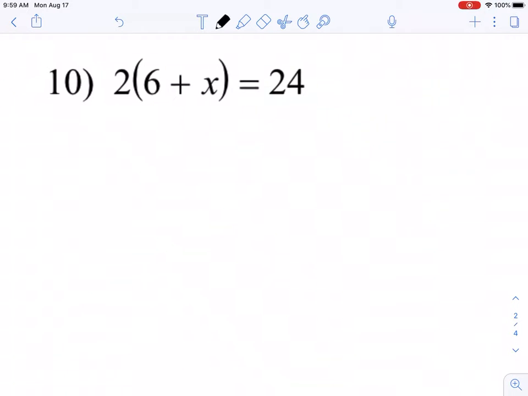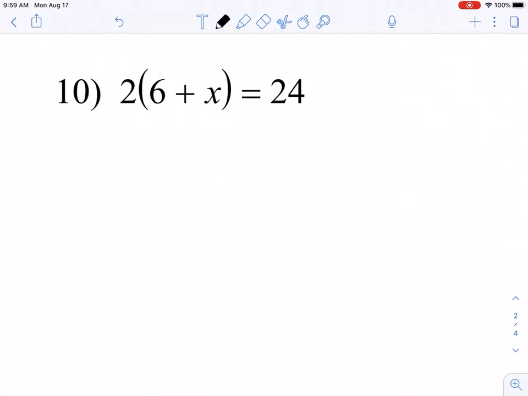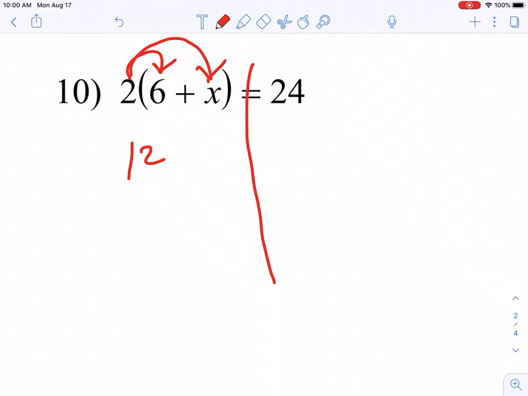Okay. Number 10 is a multi-step equation. So I need to get x by itself, but there are some things happening before I can start working that out. The first thing I need to do is distribute this 2 into my parenthesis group, so into my quantity 6 plus x. So 2 times 6 gives us 12, and 2 times x gives us a positive 2x. So I've distributed my 2 in.